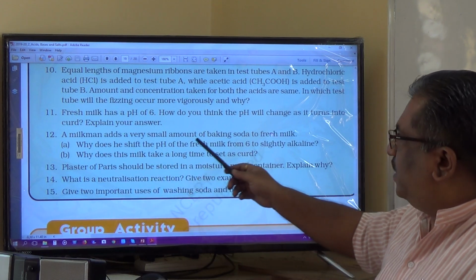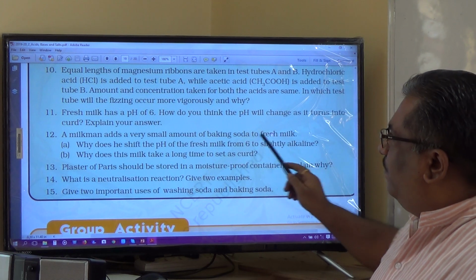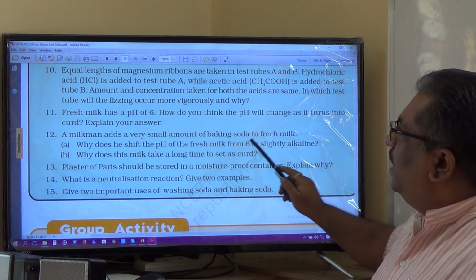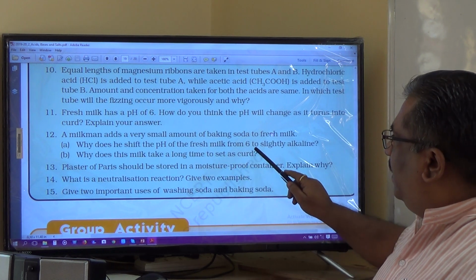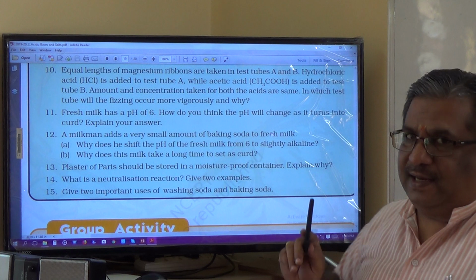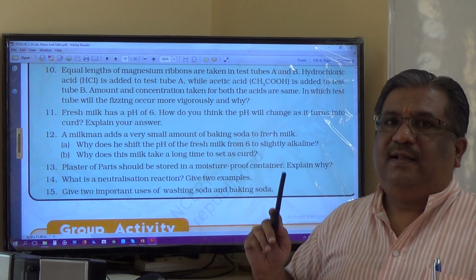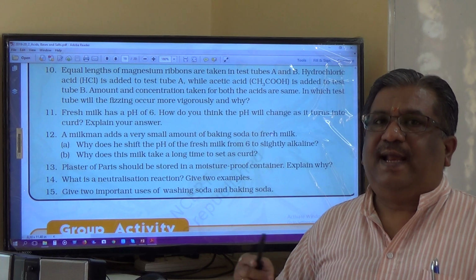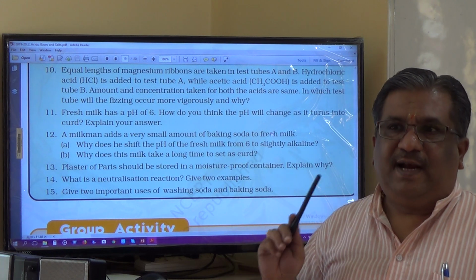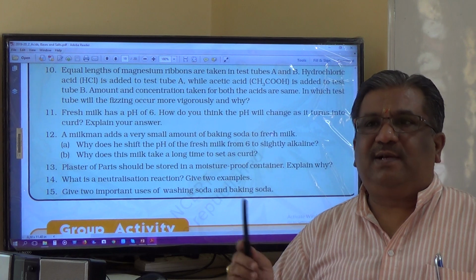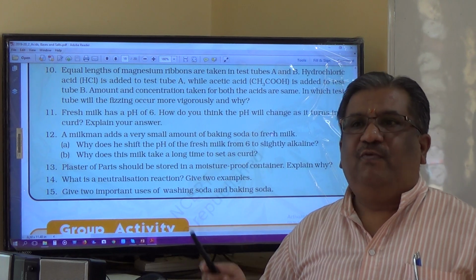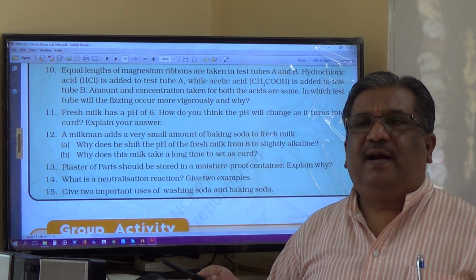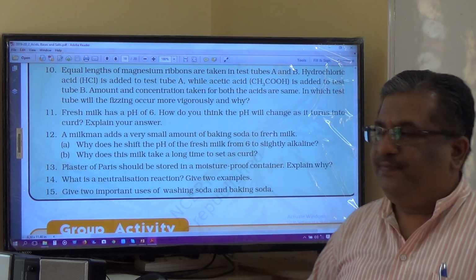A milkman adds a very small amount of baking soda to the fresh milk. Why does he shift the pH of the fresh milk from 6 to slightly alkaline? When he shifts the pH of the fresh milk from 6 to slightly alkaline, then the milk will not get spoiled easily because lactic acid cannot form easily, and therefore the milk can be kept for a longer duration without spoiling or without getting converted into sour or curd.